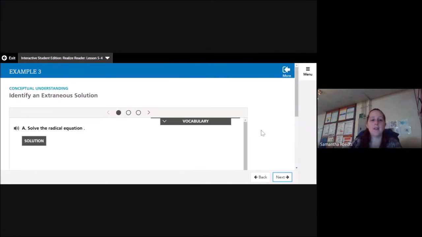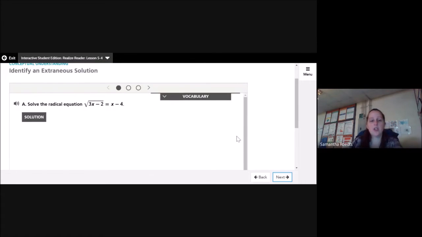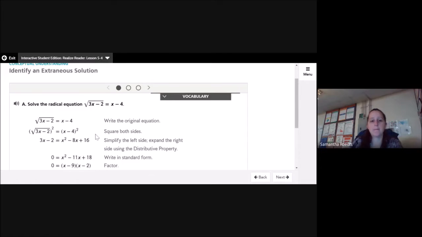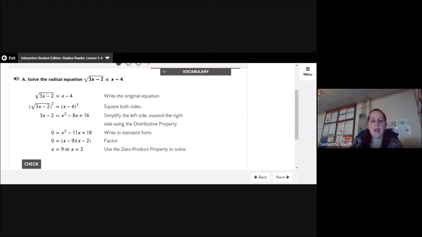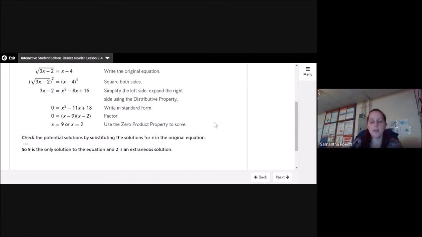Example 3, identify an extraneous solution. Solve the radical equation: the square root of 3x minus 2 equals x minus 4. I write the original equation and square both sides, so I get 3x minus 2 equals x squared minus 8x plus 16. Then I solve for 0. So x equals 9 or x equals 2.